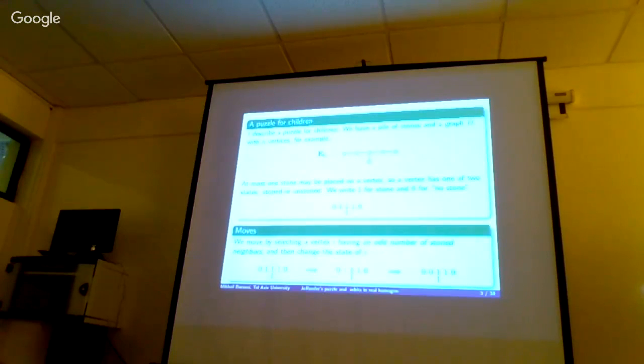So we can choose different moves. There is a number of moves possible. We can change this, or change this, or change this. These are moves of the game. Questions? Okay.